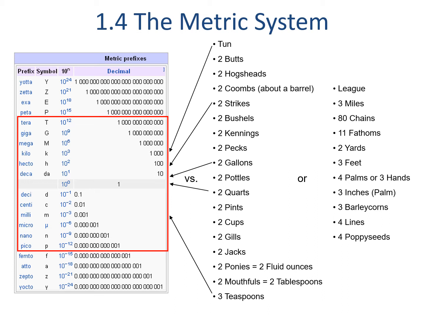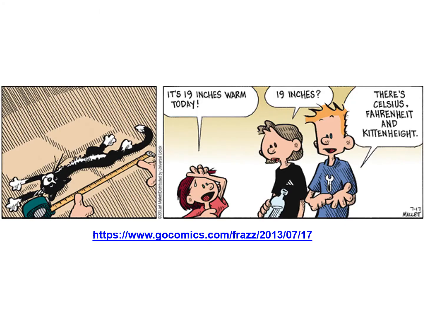There are 3 miles in a league, 80 chains in a mile, 11 fathoms in a chain, 2 yards in a fathom, 3 feet in a yard, 4 palms or 3 hands, depending on your persuasion, and a foot. As interesting as these units are, you can quickly see how onerous the customary system can be. Hence, we use the metric system. Of course, you could really pick pretty much any scale you want, as long as you have something to calibrate it by.